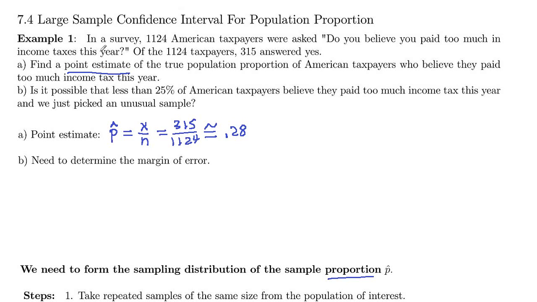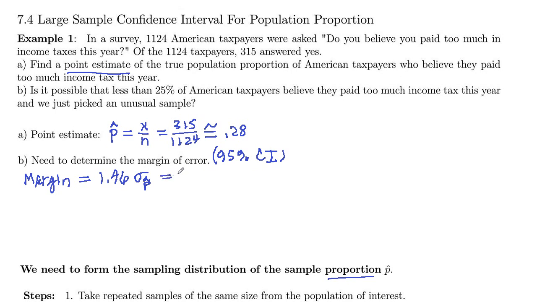So now we can come back to our example 1 here and determine our margin of error. Let's do this for a 95% confidence interval, so 95% confidence level. So our margin of error for a 95% confidence interval is going to be 1.96 times the standard deviation of the p-hat distribution.